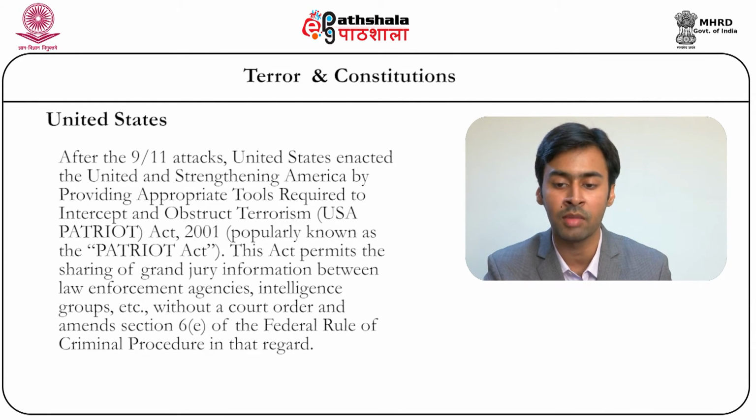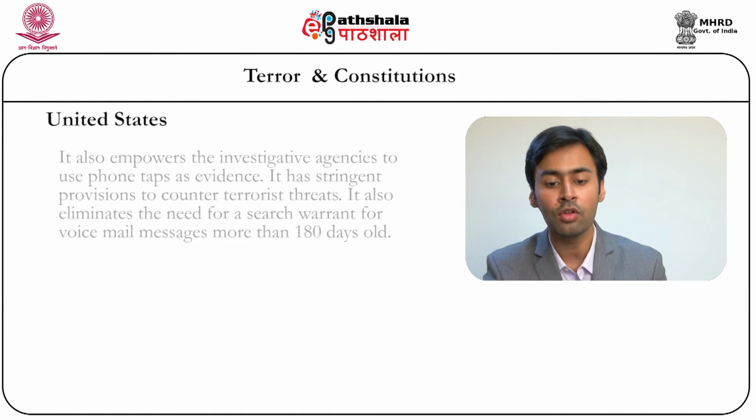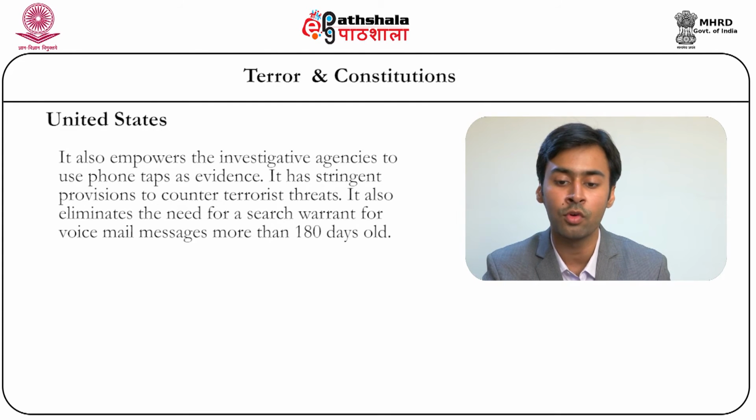After the 9/11 attacks, the United States enacted the Uniting and Strengthening America by Providing Appropriate Tools Required to Intercept and Obstruct Terrorism Act 2001, which was more popularly known as the Patriot Act. This act permits the sharing of grand jury information between law enforcement agencies, intelligence groups, and such other agencies, even without a court order, and this amends Section 6E of the Federal Rule of Criminal Procedure in that regard. It also empowers the investigative agencies to use phone taps as evidence. It has stringent provisions to counter terrorist threats. It also eliminates the need for a search warrant for voicemail messages more than 180 days old.